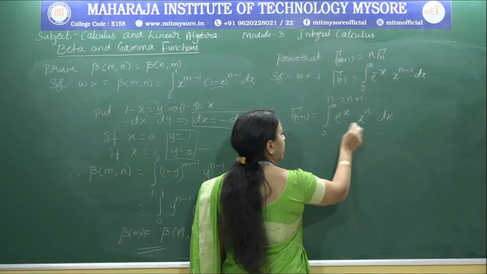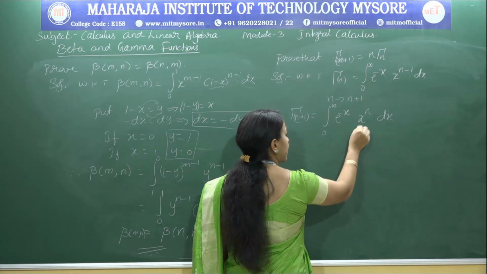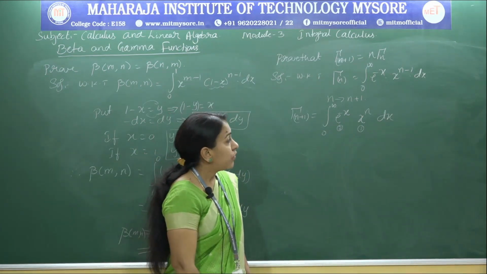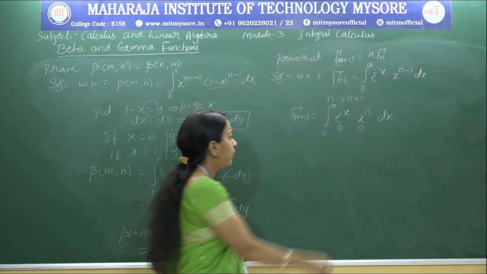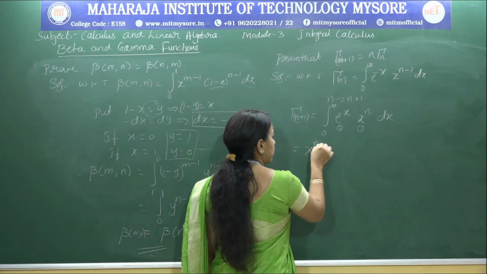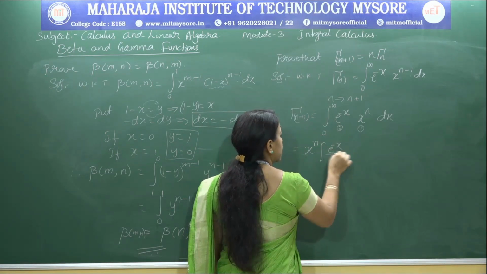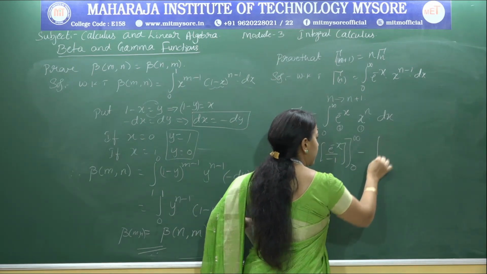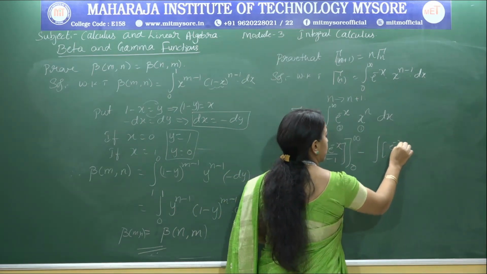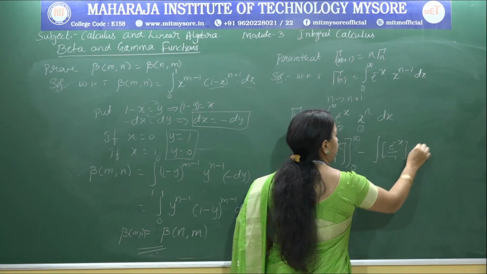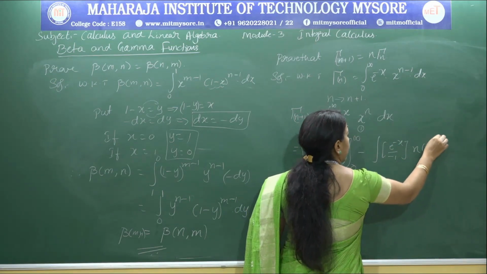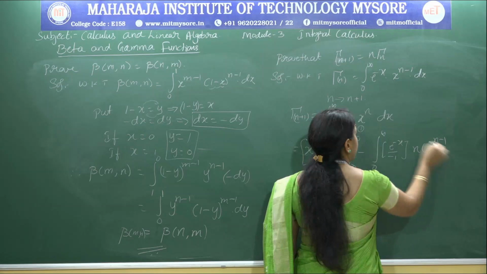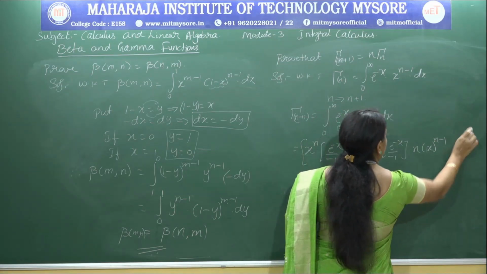Between these two, I apply the integration by parts formula. I consider x power n as the first function, and e power minus x as the second function. Applying integration by parts: first function into the integral of the second function, e power minus x by minus 1, between the limits 0 to infinity, minus the integral of the second function into the derivative of the first function, x power n, whose derivative is n into x to the power of n minus 1, between the limits 0 to infinity into dx.